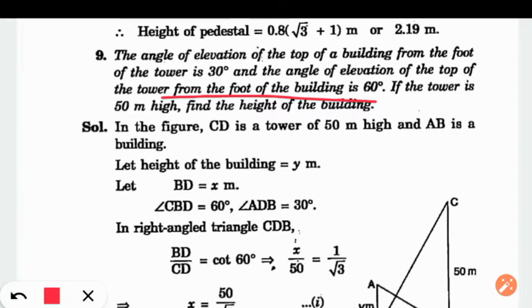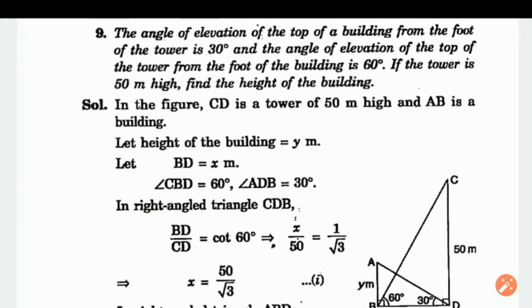Now, see, here we have two cases. First one is top of the building is watching from the foot of the tower, and again from the foot of the building top of the tower is watching, and in the first case the angle of elevation is 30 degree, and in the second case the angle of elevation is 60 degree. Now, what is the question? If the tower is 50 meter high, find the height of the building. So, the height of the tower is given, we need to find height of the building.